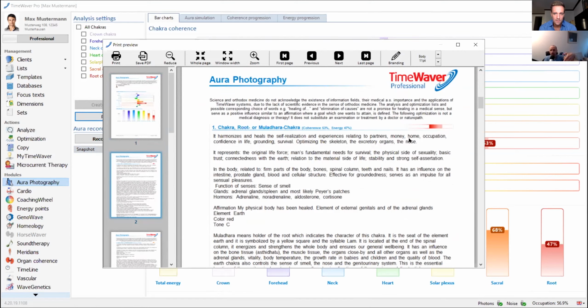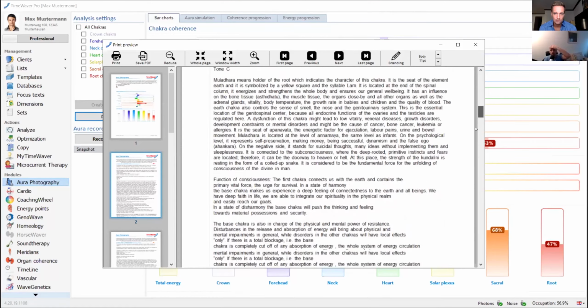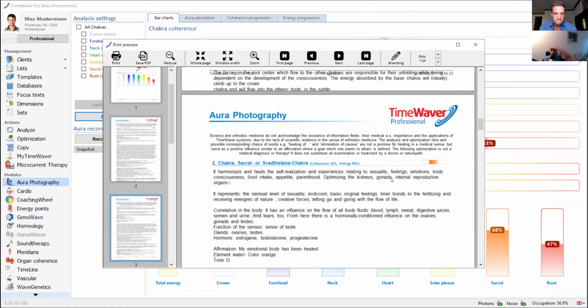Let's go to, maybe, the Sacral Chakra. Here you see it also says it represents the sensual level of sexuality, what I said, right? The Sacral Chakra. So it's very important to go through and read this, especially if you're not very familiar with the chakra system, because it gives a very clear understanding.